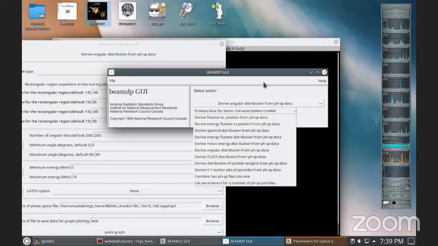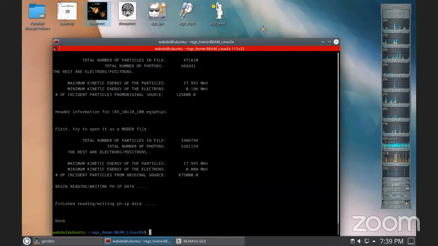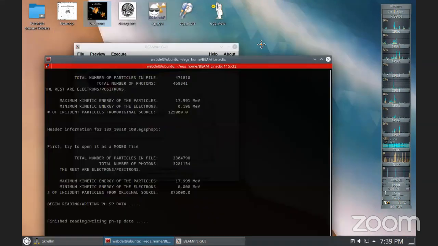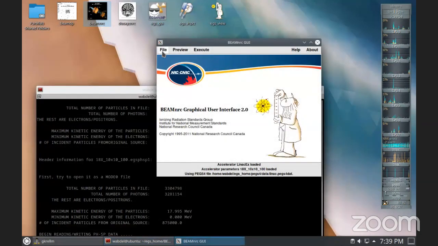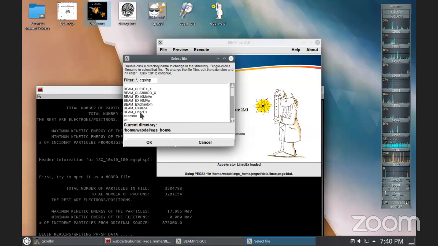I rarely use BEAMdp, honestly, because I'm interested more in doses in phantom. But some people are interested to study, for example, what sort of spectrum is coming out of a beam or from an X-ray tube. And BEAMdp actually facilitates that. So coming back to latching, so let's go and load the file again.